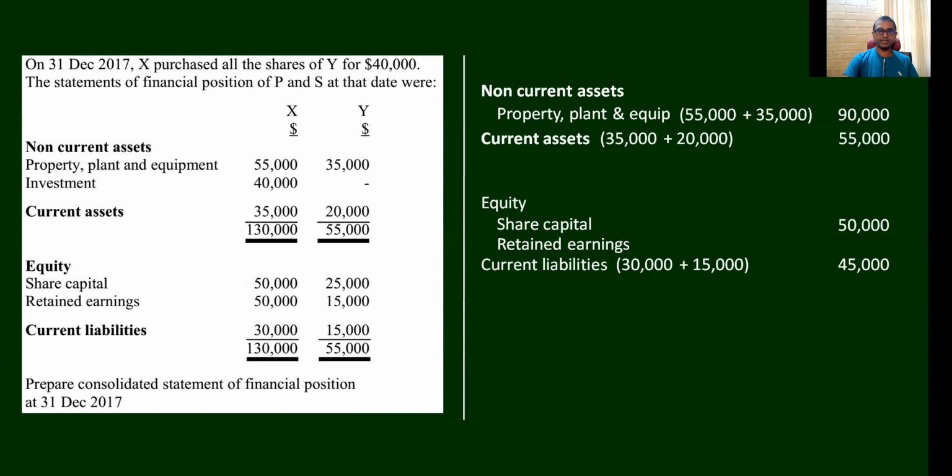In this example, retained earnings is also parent company, because the subsidiary company's retained earnings are all pre-acquisition and we have paid for it. Okay, so the total of assets, total of equity plus liabilities, very simple, right? Now we'll move on to the calculation of goodwill.